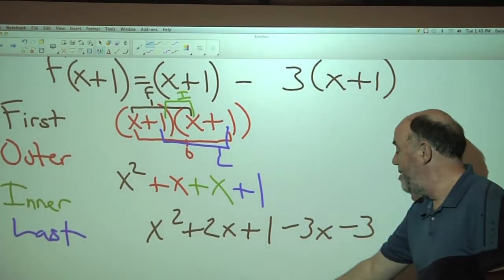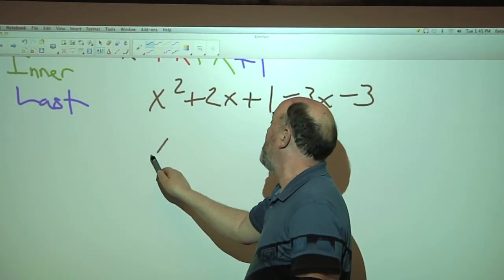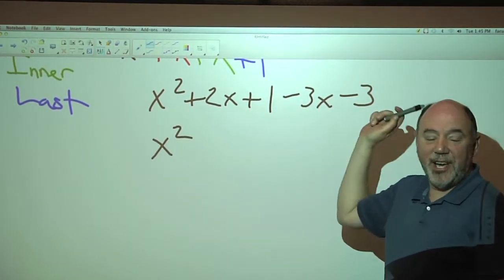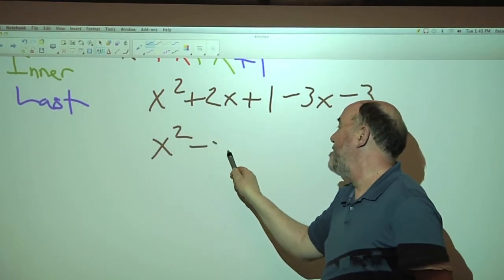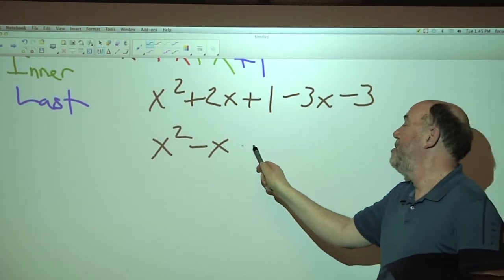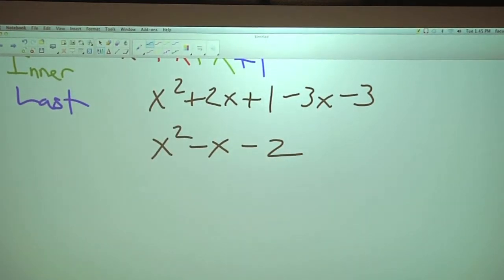And so lastly, when it's all said and done, we have only the 1x squared term. We got 2x minus 3x, which will be a minus x. And then we have 1 minus 3, which will be minus 2. Okay? Any questions on that? You will next week when you do your homework.